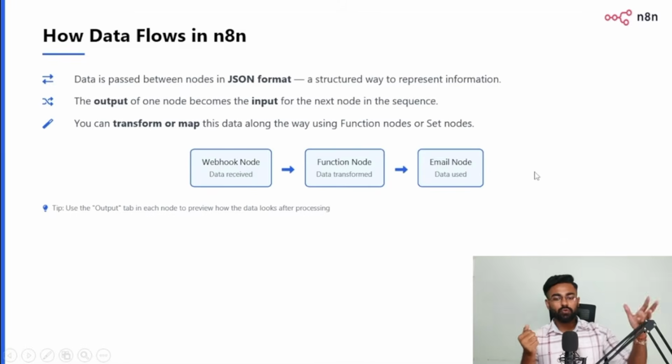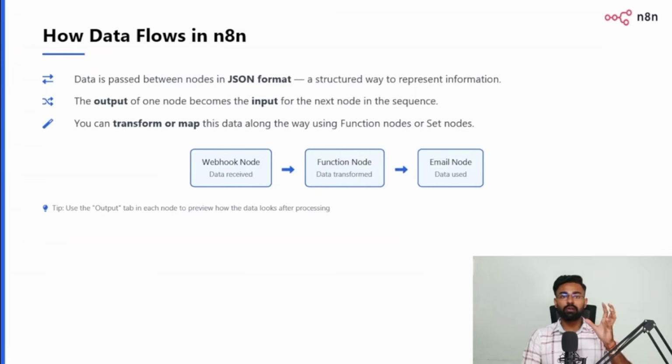So how does data flow in n8n? Data is passed between nodes in JSON format. What is JSON? JavaScript Object Notation. JSON is the code in which n8n is written. So whenever we are coding something, we always type in HTML, CSS codes, blocks, C in, C out, C++, include, something like that. Right. All those are codes which tell the computer to perform some particular action.